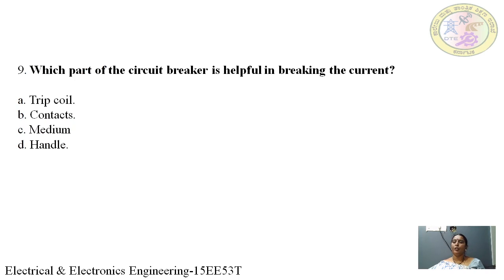Next, which part of the circuit breaker is helpful in breaking a current? That is the contacts. Contacts are the parts which break the circuit. The options are a trip coil, contacts, medium and a handle. The correct answer is the contacts.